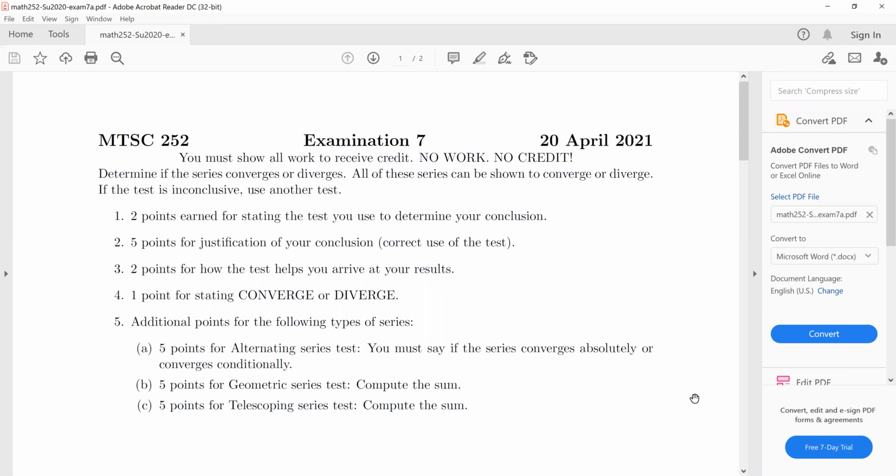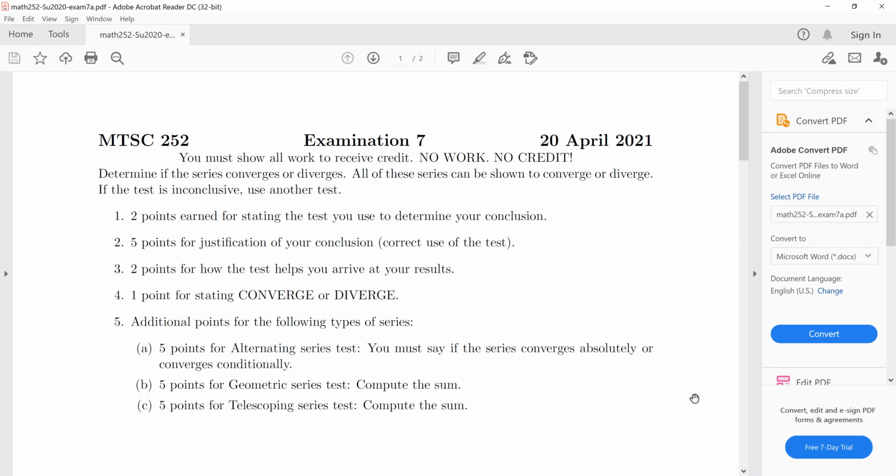Determine if the series converge or diverge. All of these series can be shown to converge or diverge. If the test is inconclusive, you can't just say this test is inconclusive. You have to use another test because these series that I'm giving you converge or diverge. You will get 2 points earned for stating the test you use to determine your conclusion.